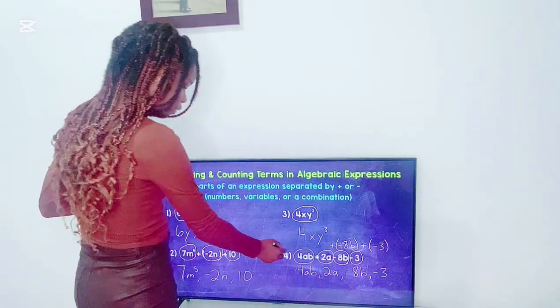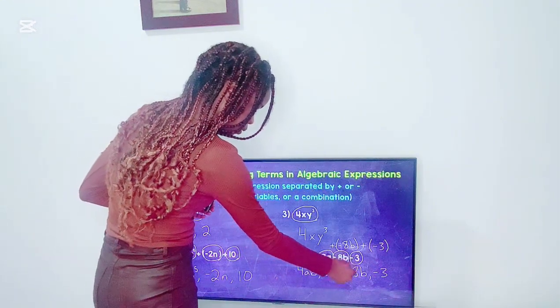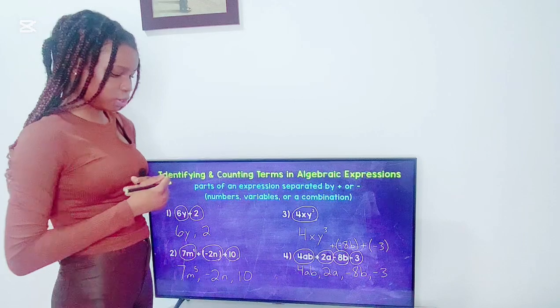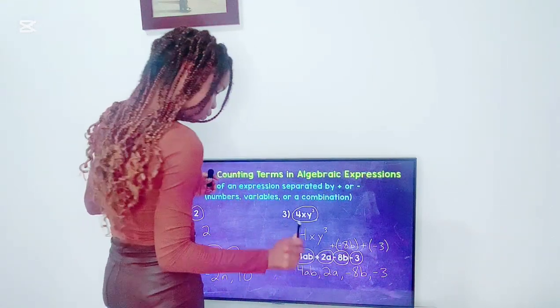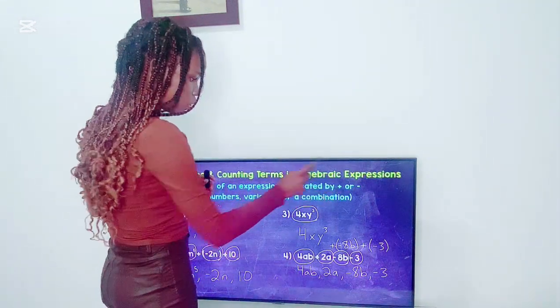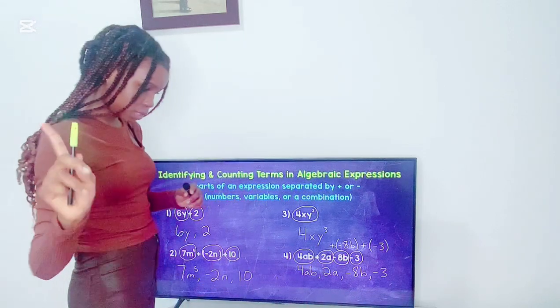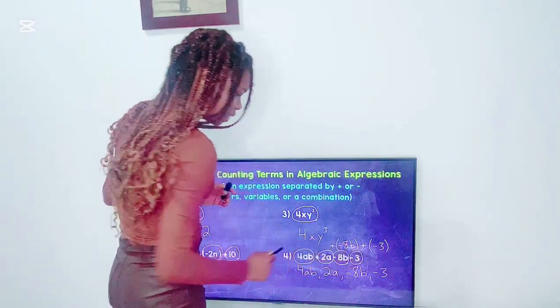Now we have number 4. 4ab plus 2a minus 8b minus 3. Let me just quickly ask you, how many terms do we have? We have 4ab over here. That's 1. Remember, separated by addition or subtraction. So plus 2a, that is another 1. So 2, negative 8b, minus 3.